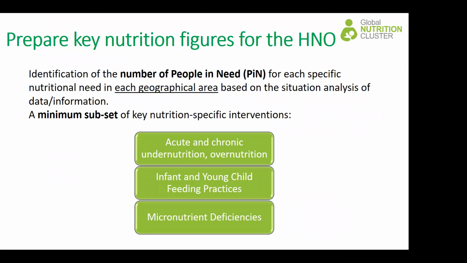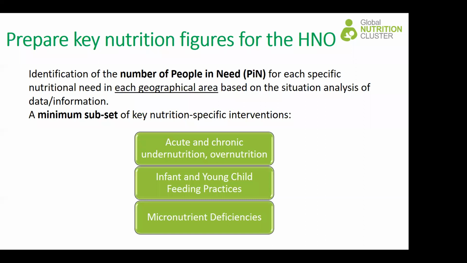Now moving to the last section of this guidance: how to prepare key figures for the HNO and also the subsequent HRP. The results of the nutrition situation analysis lay the foundation for a coherent and efficient humanitarian response based on the magnitude identified. It's really through identifying the number of people in need, so this is our magnitude, that we're able to adequately support response planning.